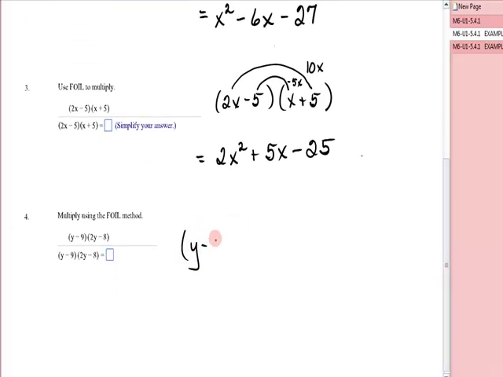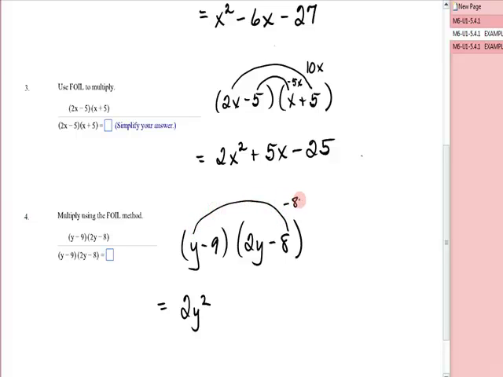Next, I have y minus 9 times 2y minus 8. The product of the first, y times 2y, is 2y squared. The outer product is negative 8y. The inner product is negative 18y, which adds up to be negative 26y. And negative 9 times negative 8, negative times negative is positive 72. Let's look at a few more.